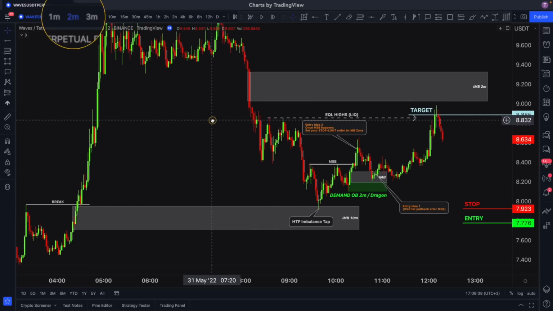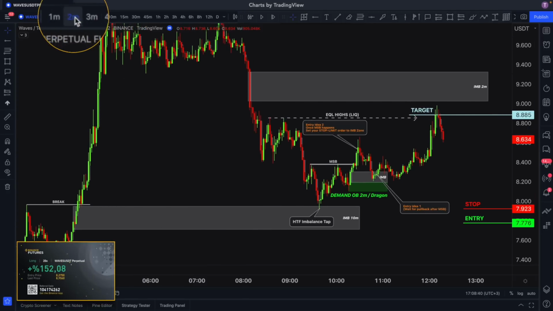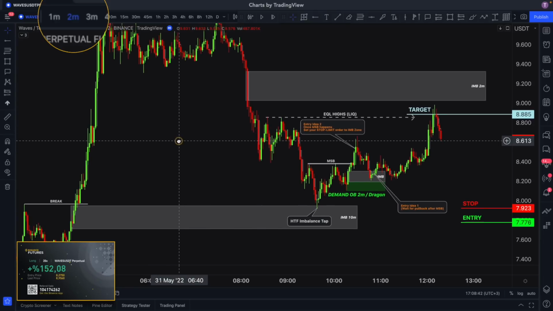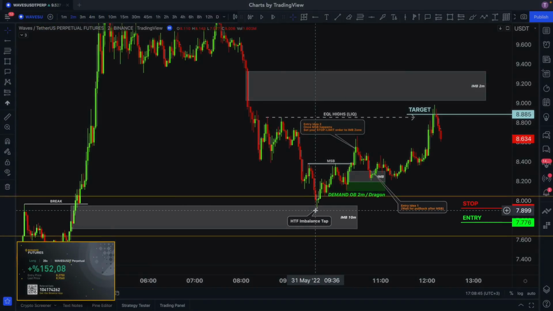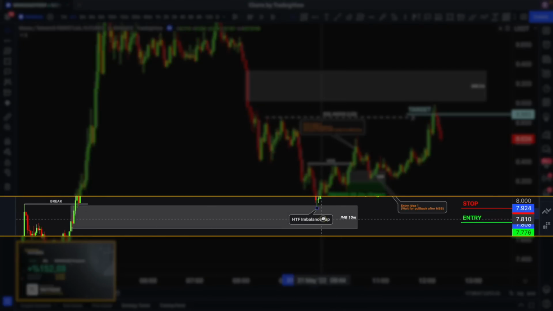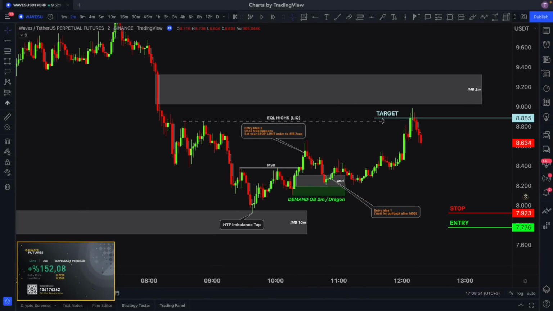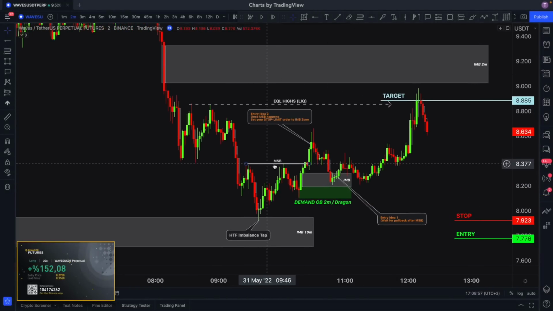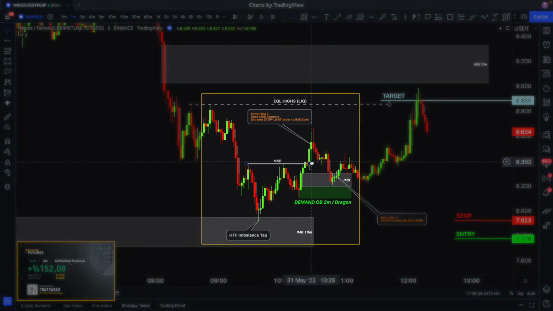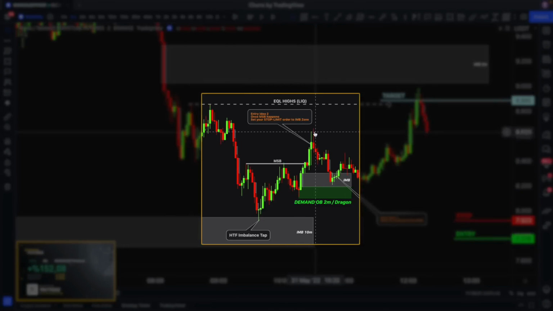Now, let's check the lowest time frames for micro entry points. Here is the first thing that you notice: the tap to the imbalance zone from the 10 minutes chart, which was the high time frame imbalance. Now, the next thing you do is wait for the market structure to break. This is a relatively strong market structure break.